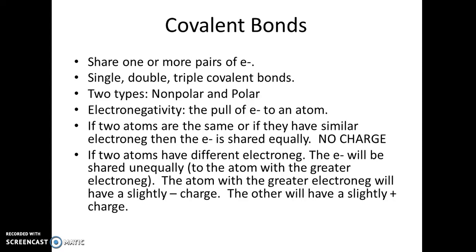Now, if 2 atoms have different electronegativities, the electrons will be shared unequally. The atom with the greater electronegativity will have the electron more often than the atom with the lower electronegativity. So the atom with the higher electronegativity will have a slight negative charge, and the other atom will have a slight positive charge. That's a lot to take in. So you might want to pause that while you get all that information down, or you could listen to me again.